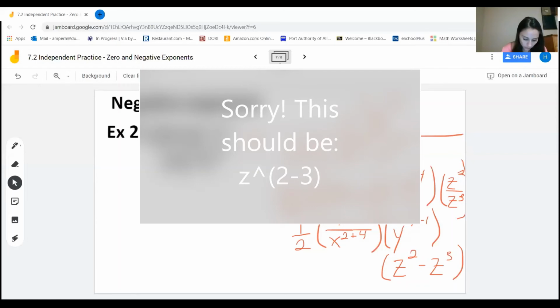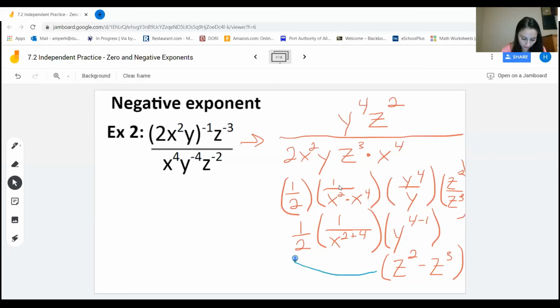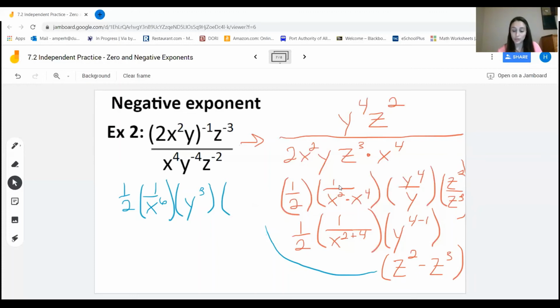So I'm going to draw a line here, continue this simplifying in a different color. So we have still 1/2, 1 over x to the 6th, times y to the 4 minus 1 is 3, times z to the 2 minus 3. So 3 is bigger than 2, so we're still going to end up with a negative exponent there, okay?